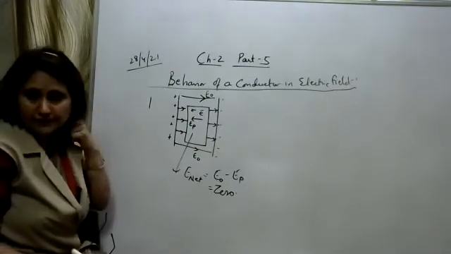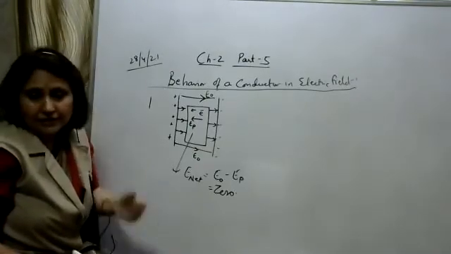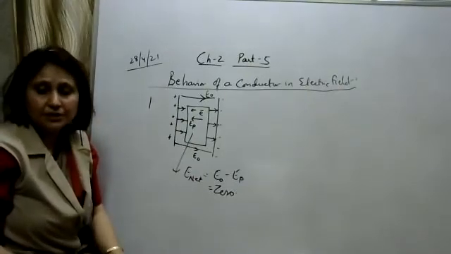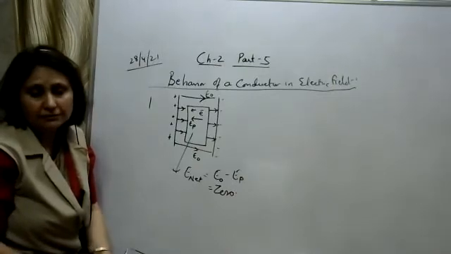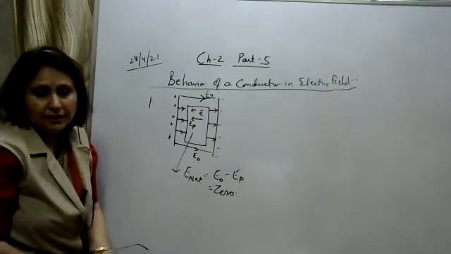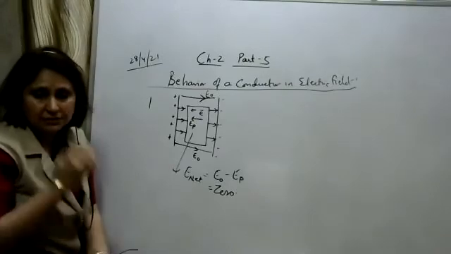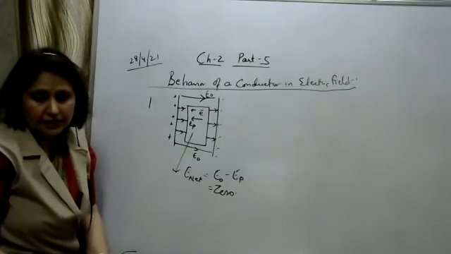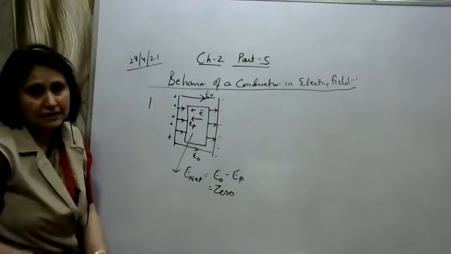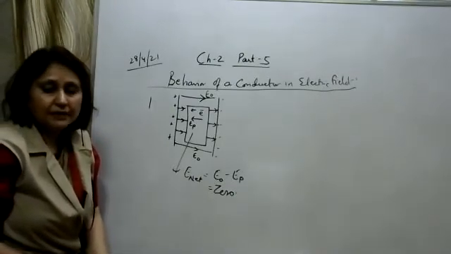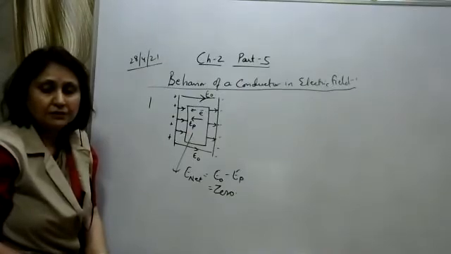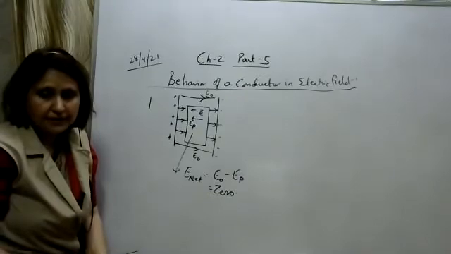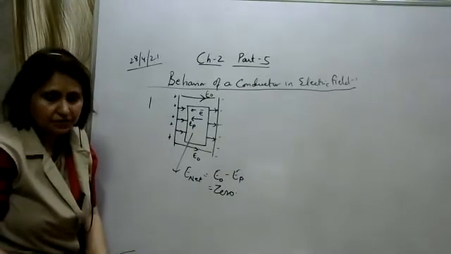So write the first point. Write down: when a conductor is placed in a uniform electric field, the net electric field inside the conductor is 0.